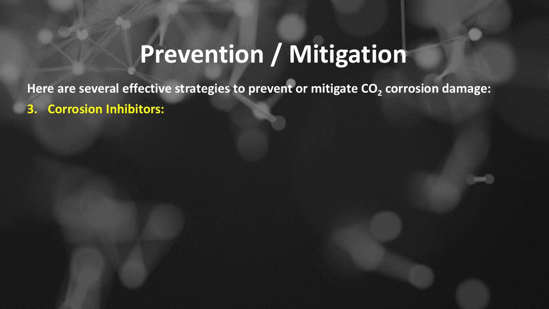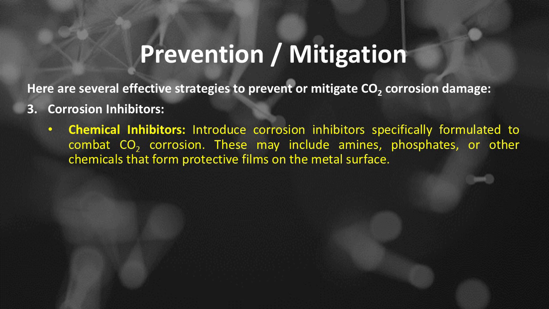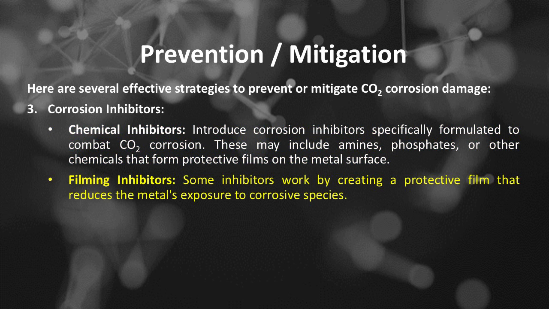Number 3 is corrosion inhibitors. Chemical inhibitors. Introduce corrosion inhibitors specifically formulated to combat CO2 corrosion. These may include amines, phosphates, or other chemicals that form protective films on the metal surface. Filming inhibitors. Some inhibitors work by creating a protective film that reduces the metal's exposure to corrosive species.